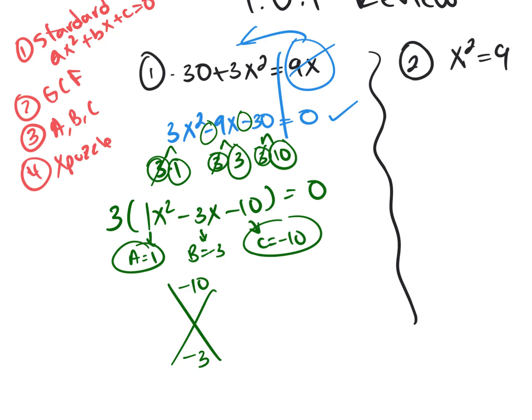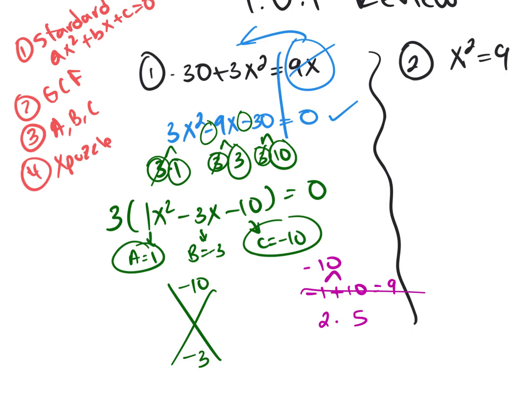The best way to do it is to guess and check. So you do a factor tree for 10. You look for 10 on your multiplication table. 10 is 1 times 10, 2 times 5, and then you play with your negative signs. Because my answer is negative 10, one of them has to be negative. Negative 1 plus 10 is 9, which is nowhere close to my negative 3, so I know that one's not going to work. And then I try with the other one.